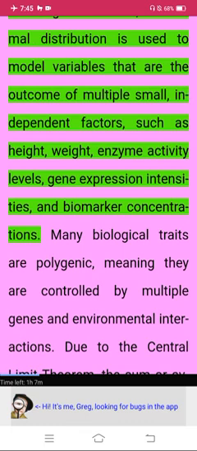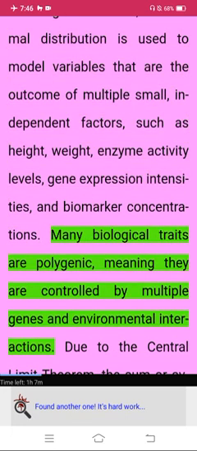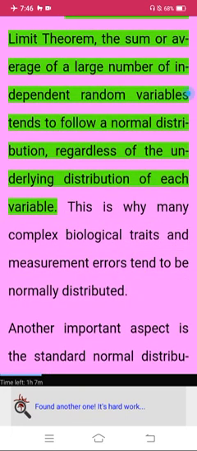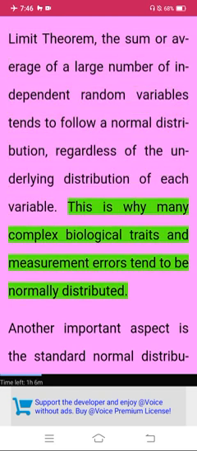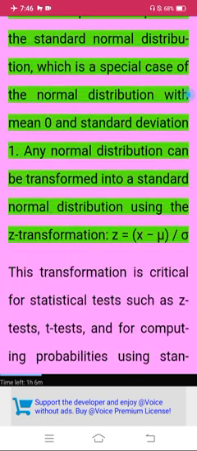In biological sciences, the normal distribution is used to model variables that are the outcome of multiple small, independent factors, such as height, weight, enzyme activity levels, gene expression intensities, and biomarker concentrations. Many biological traits are polygenic, meaning they are controlled by multiple genes and environmental interactions. Due to the central limit theorem, the sum or average of a large number of independent random variables tends to follow a normal distribution, regardless of the underlying distribution of each variable. This is why many complex biological traits and measurement errors tend to be normally distributed.